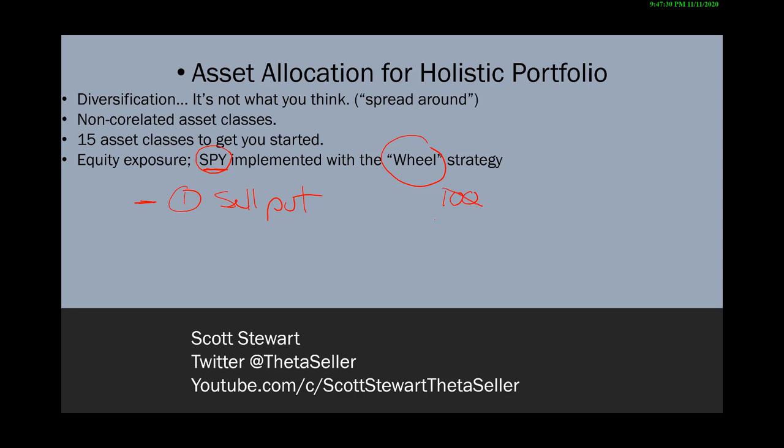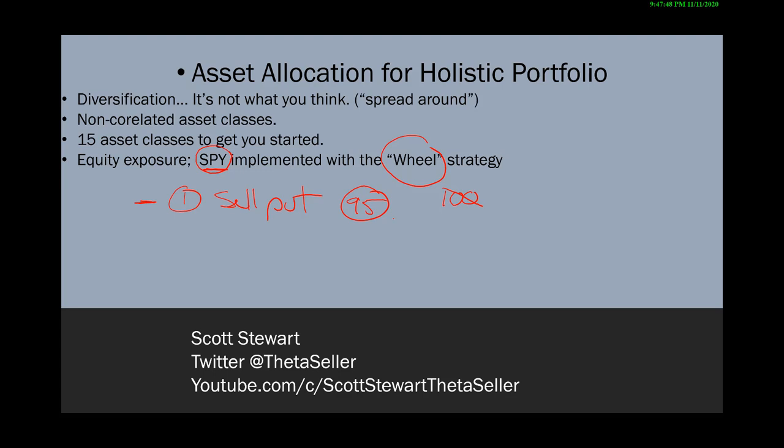I want to buy it at a discount. Maybe I want to buy it at $95. So we can sell a put that obligates us to buy at 95. If the SPY comes down and touches 95, we get triggered in. We now own it at 95 instead of the 100 that we would have purchased at before.